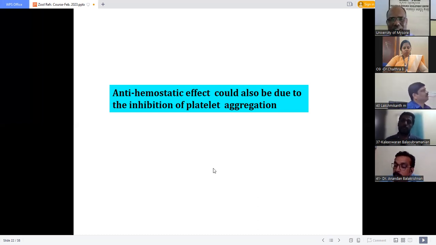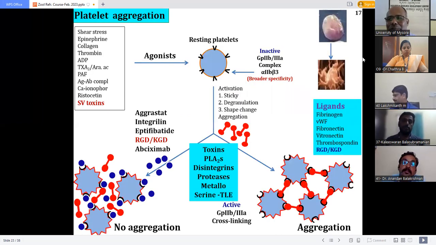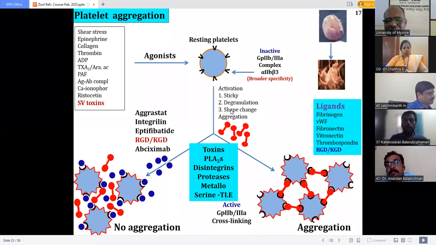This is most important. As I already mentioned, platelets in the unstimulated state are like this. When they are stimulated, they undergo shape change. Lots of things happen. They undergo degranulation, shape change, and they become sticky, and eventually they aggregate. The most important thing in this case is we have an agonist. If any agonist stimulates platelets, platelets get activated and undergo shape change like this.